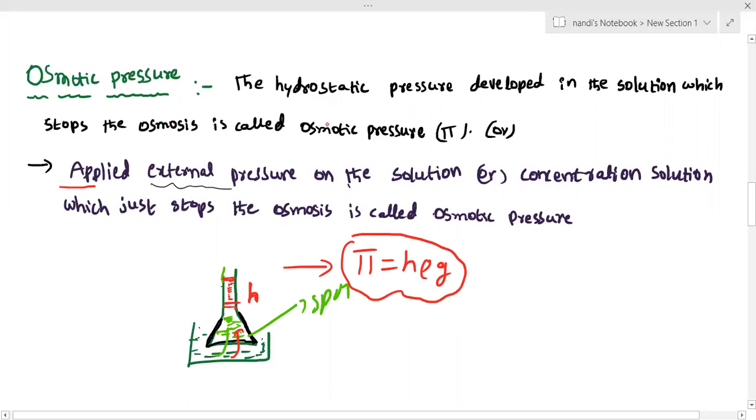This is the first definition. Some hydrostatic pressure is developed in the solution due to this height, and the system can exist at equilibrium. That's why there is no net osmosis.